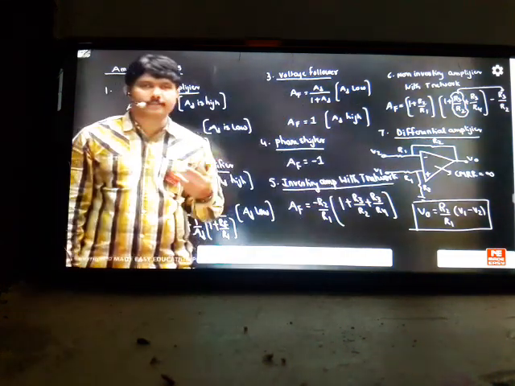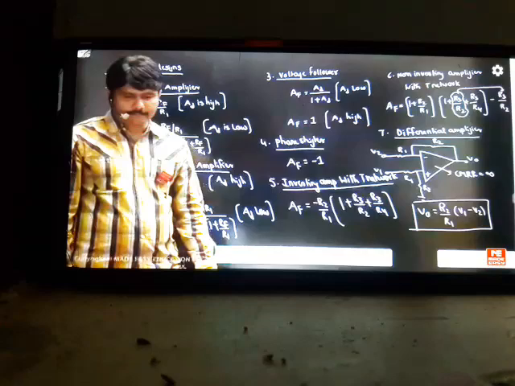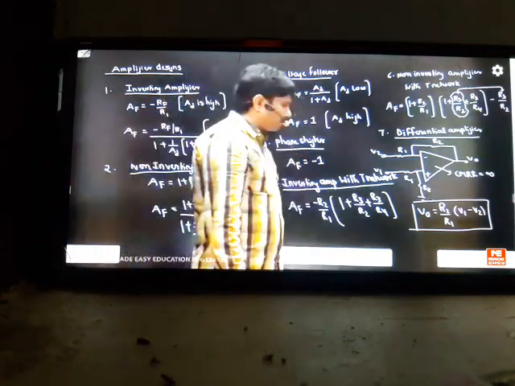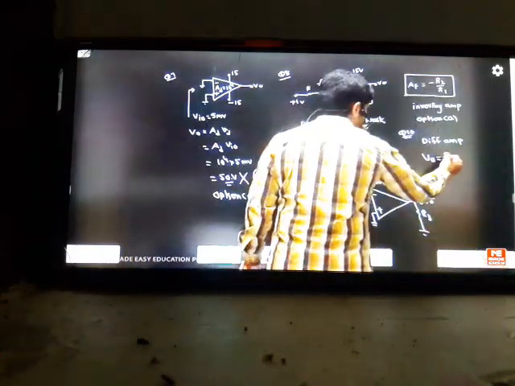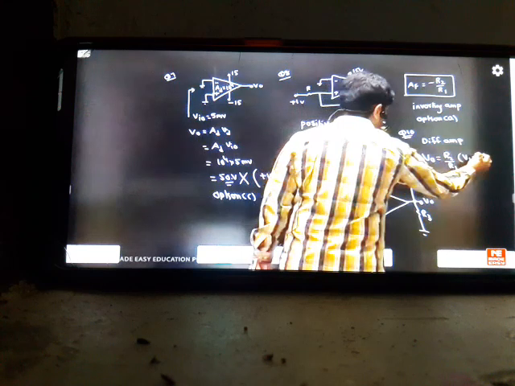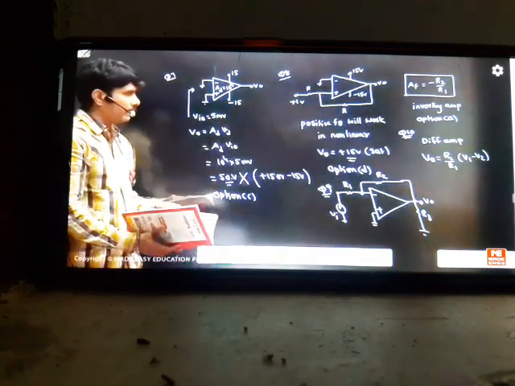Then the formula has to come into practice. R2 by R1 into V1 minus V2 is the answer. Okay, no problem, Arpita. So the answer is simple: R2 by R1 into V1 minus V2. For this type of circuit, this is the formula.